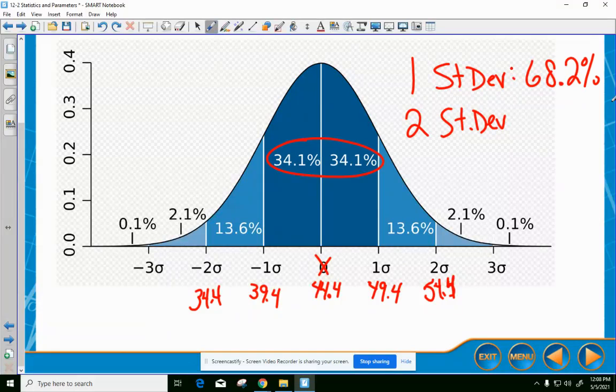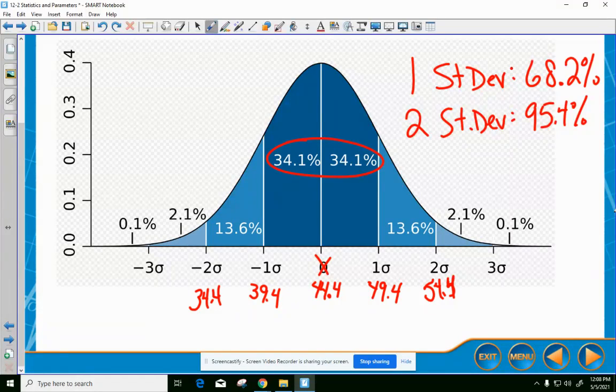So what is it? 95.4. Okay. So for this class that you just were looking at, 95.4% of all their scores are gonna fall somewhere between a 34.4 and a 54.4. Now we know that the test was only out of how many points? 50. So really, these scores are probably not here, right?